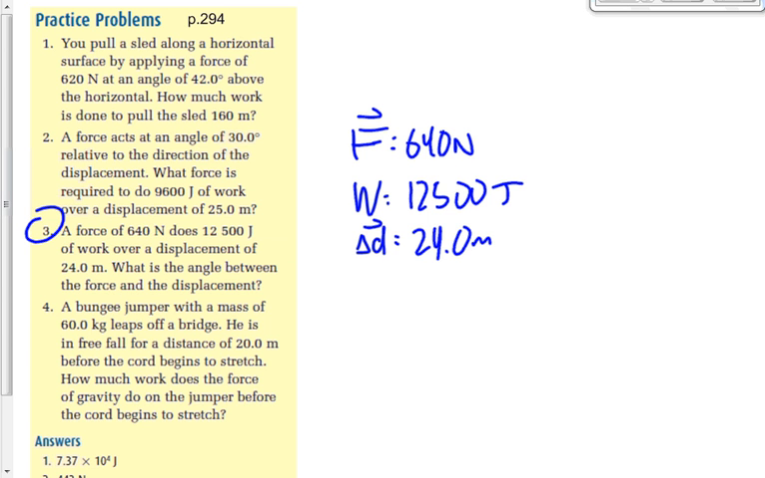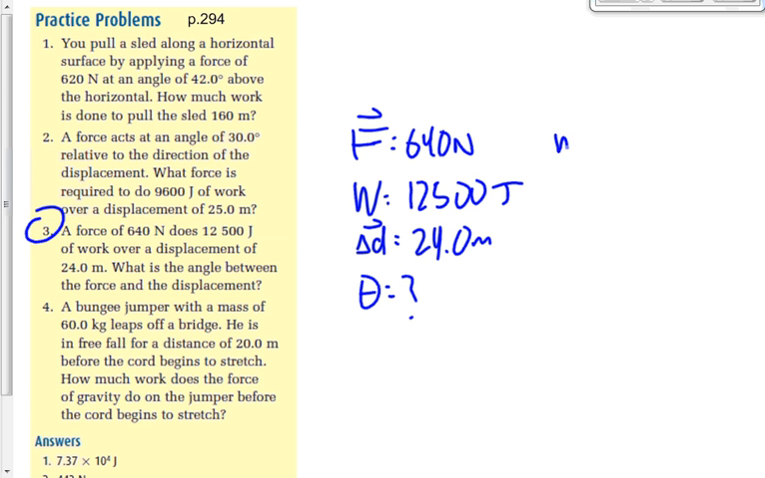Now, we're not told whether we're pulling it in the same direction that it's moving or not. In fact, we're trying to see if it is. If we find the angle when we calculate it is 0, then we must have been pulling it in the same direction as it moves. If we find that it's not 0, then we weren't pulling it in the same direction as it moves, like the wagon.